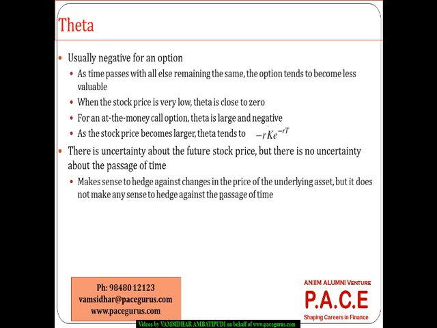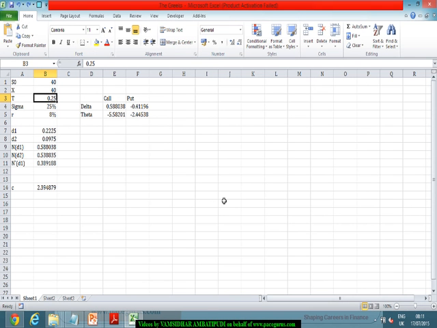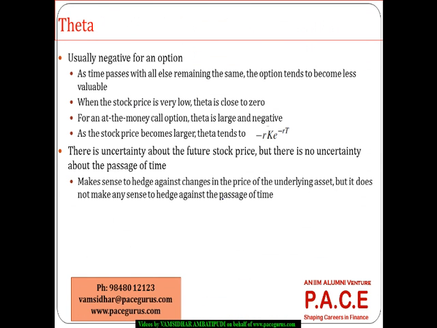Theta is usually negative for an option. That is what we have seen here. For all the options, generally we are seeing the theta as a negative value itself. Because as time is passing on, the option is coming closer and closer to maturity, and the option is becoming less and less valuable.